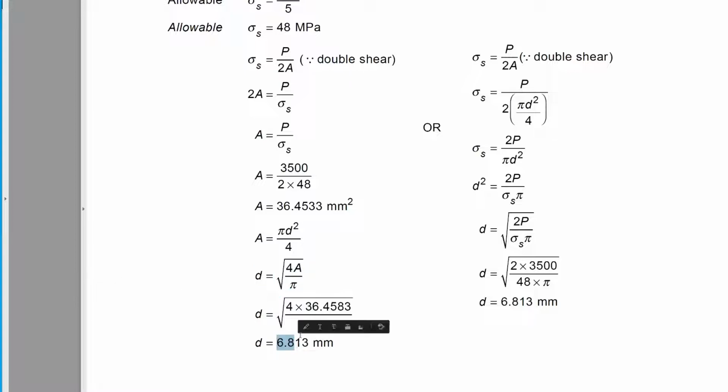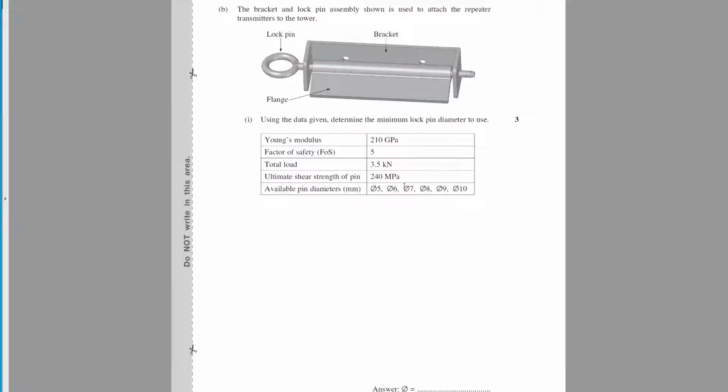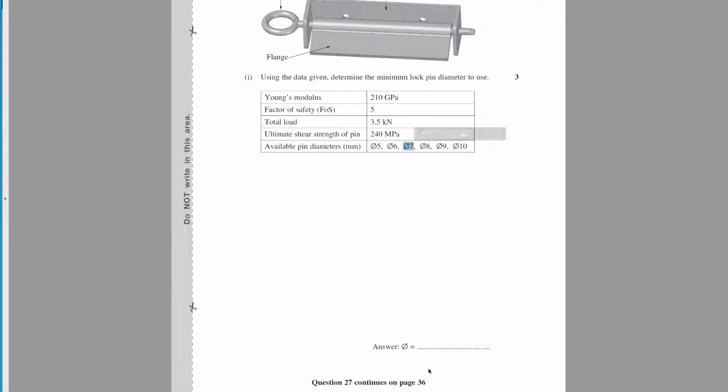You can't buy a bolt that's 6.8. So in order to be a good engineer, we're going to want more bolt, not less bolt. I think that makes sense. So we're going to go to 7 millimeters. And so 7 millimeters is the answer. If you wrote 6.8, I don't know. I didn't mark this question. I can't tell you whether or not you got that one right.